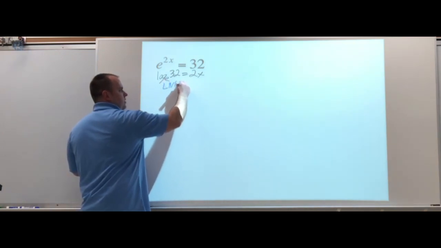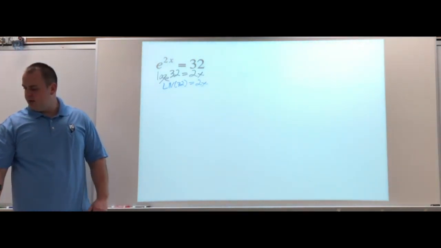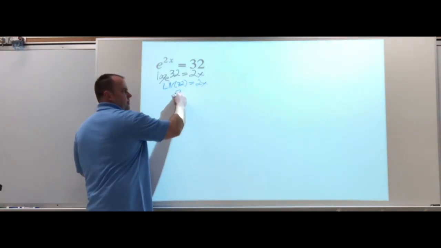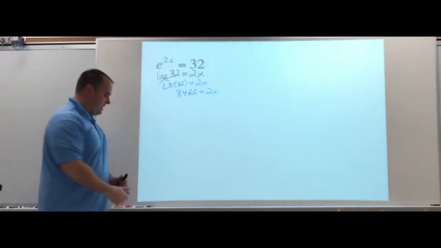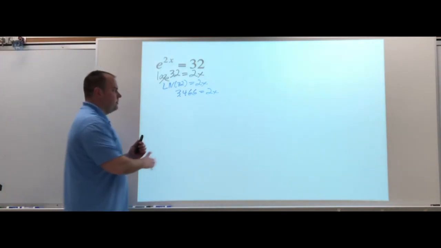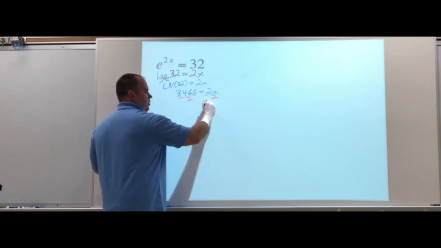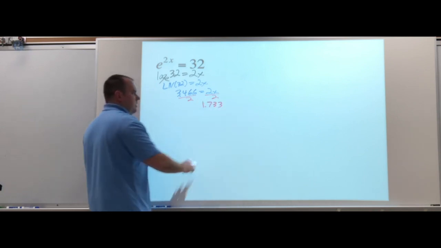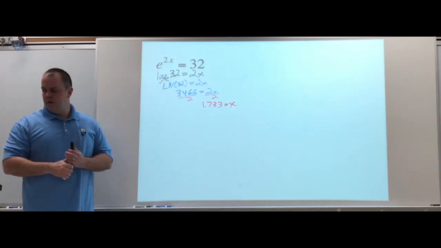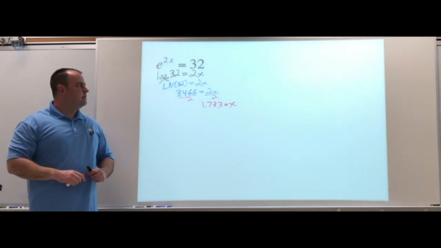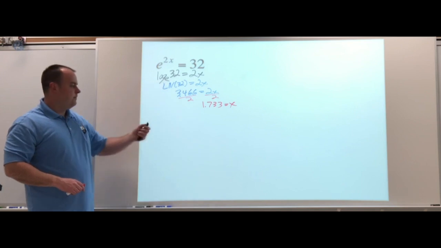ln 32 equals 2x. That's something you can plug right into your calculator, and you should be able to get 3.466 equals 2x. And now you just got to get the x by itself by dividing. Divide by 2, and that ends up being 1.733 equals x. Sorry, I almost forgot my equals x there. Okay. Even though it has the e, it's still an exponent. You write it as a log.